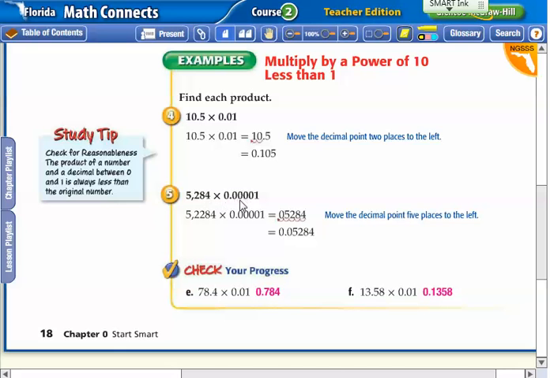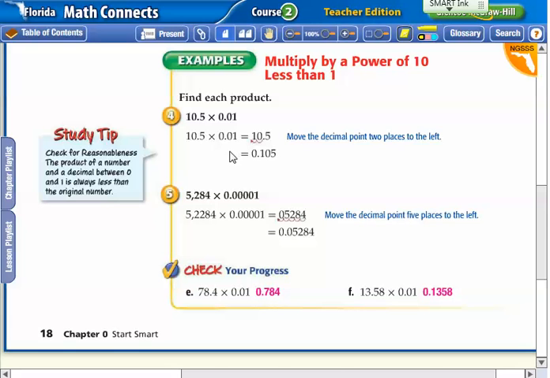It's 1, 2, 3, 4, 5 places here. So move 5 places here. 1, 2, 3, 4, 5. Don't count the zeros on this one. You've got to move it over past the 1 also. Get it to the right of the 1. So that's 5 places.